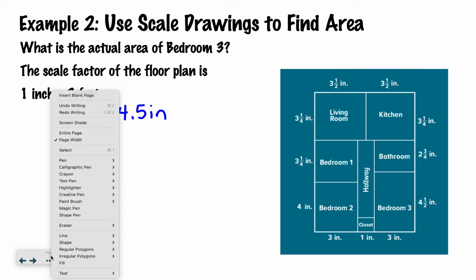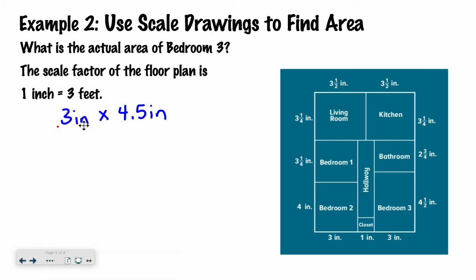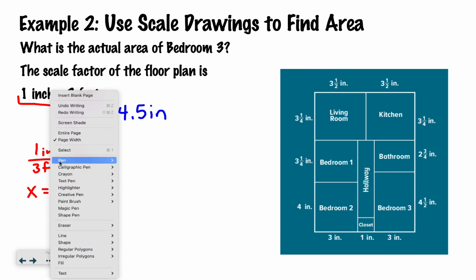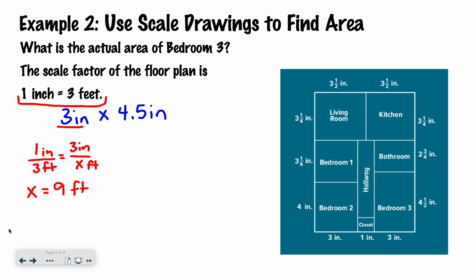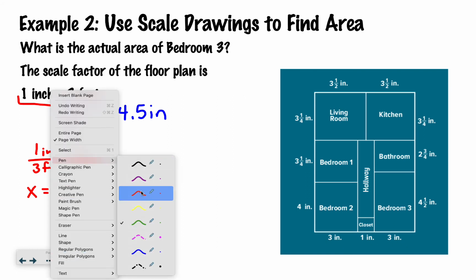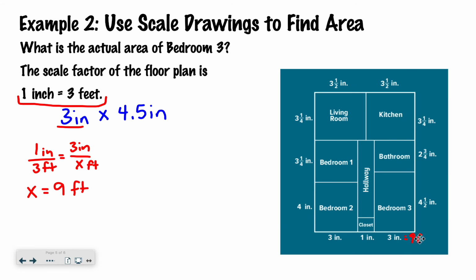First I convert my 3 inches. I say 1 inch equals 3 feet, so 1 inch over 3 feet, which I got from right here, equals 3 inches over x feet. Then I cross multiply. 1 times x is just x, and 3 times 3 is 9. So I know that one is 9 feet.